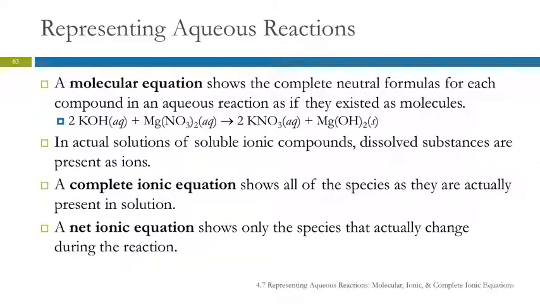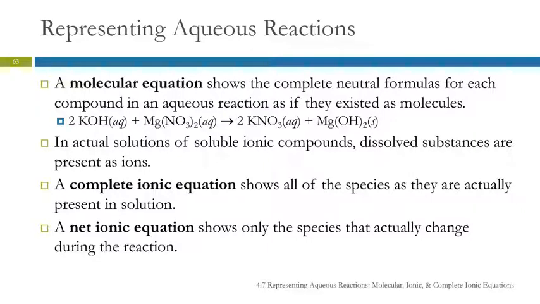There are different kinds of chemical equations. What we think of as a regular chemical equation is the molecular equation. It shows the neutral formulas for all the compounds in the reaction as if they were existing as molecules. Now, ionic compounds never exist as molecules, but we can write formulas for them where we have the lowest ratio of the ions. And so this is a molecular equation.